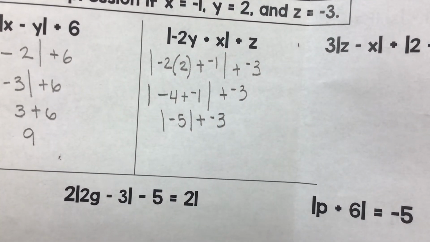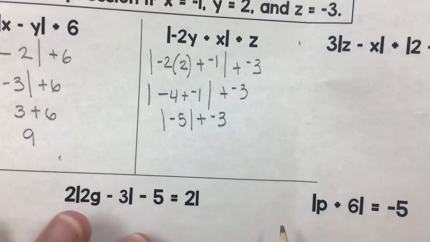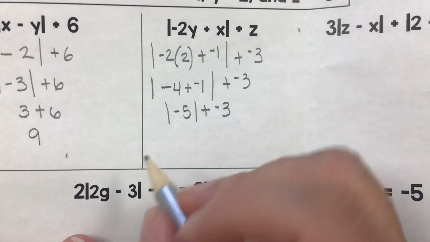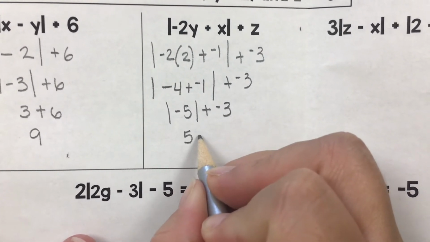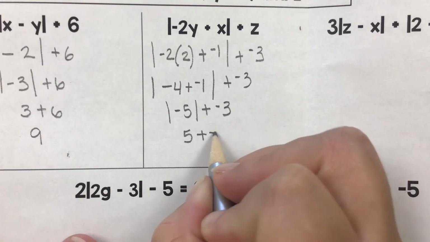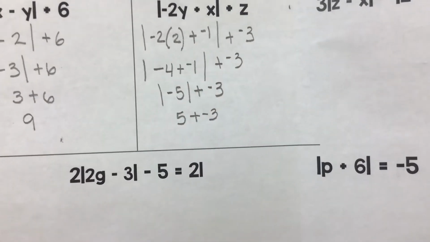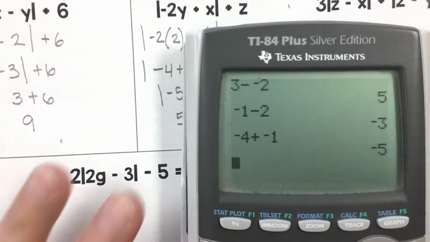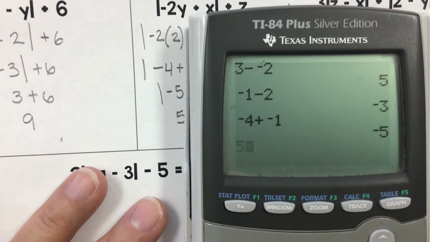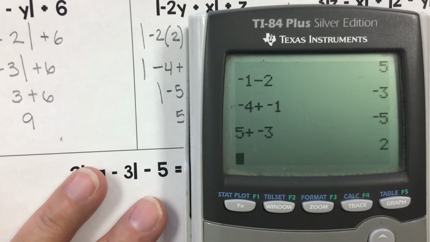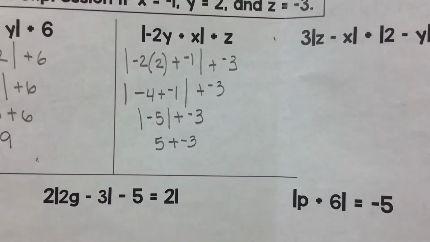We have that number by itself. What do we do now? It's a positive 5. To get it out of the washing machine, it came out clean. So 5 plus that negative 3. 5 plus negative 3 is a 2.